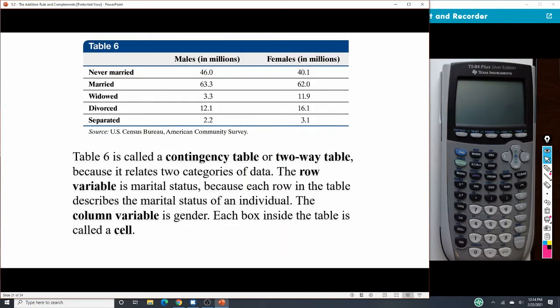All right, so the next few examples, we want to look at this table. This table is called the contingency table, or a two-way table, because it has 2 categories of data with those. Okay, we talk about males and females, and then breaking those things down into never married, married, widowed, divorced, and separated. So we can do those different types of things for that. Okay, and so the row variable is marital status, and the column variable is gender on those pieces. Okay.